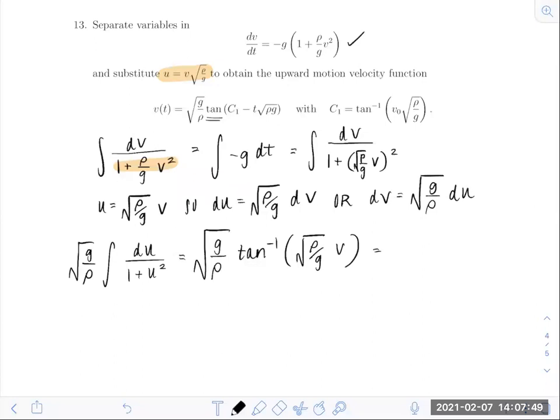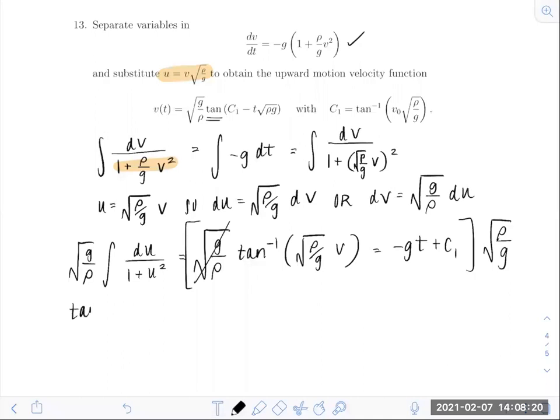And then on the right-hand side here, the integral of negative g is negative gt. And I'm going to write this as plus some constant of integration C1, because that's the notation the book uses here. All right, so we would like to solve explicitly for v. So I'm going to first multiply both sides of this equation through by the square root of rho over g. And that's going to allow this to cancel out.